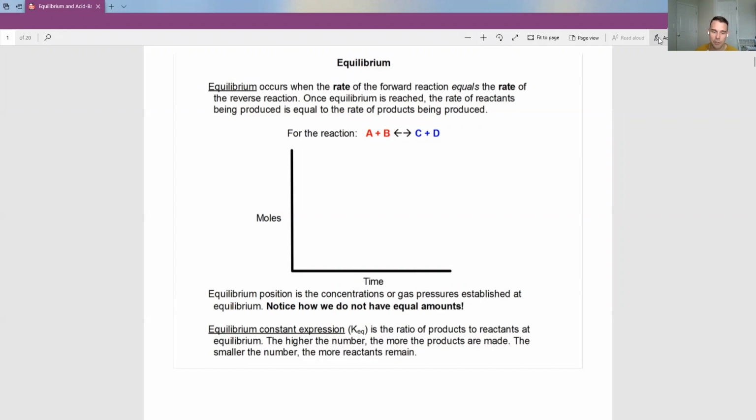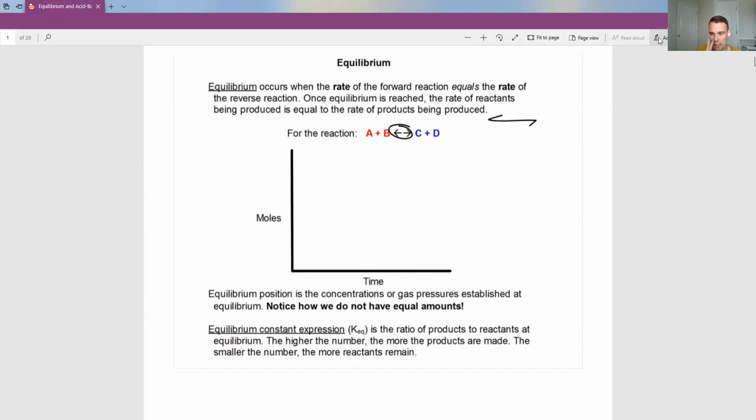product being produced. So if we have a reaction, A plus B, and now with equilibrium, we're going to see a double-sided arrow. When I draw them, it's usually like that, just to save time. And then C and D are the products.